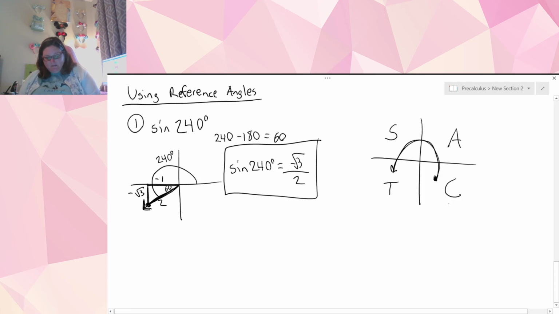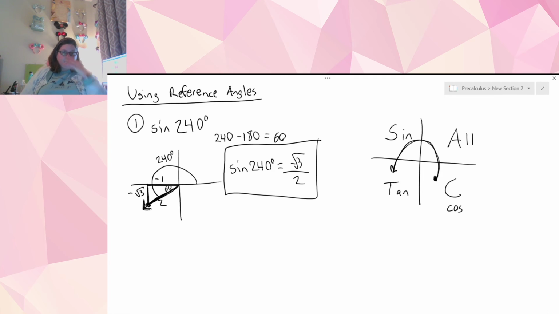So CAST, C stands for cosine, and the reciprocal, which is secant. A stands for all, so everything is positive in the first quadrant. S stands for sine, so sine is positive in that quadrant, and its reciprocal, cosecant. And tangent is positive in that quadrant, or cotangent is also positive because it's just the flip of it.